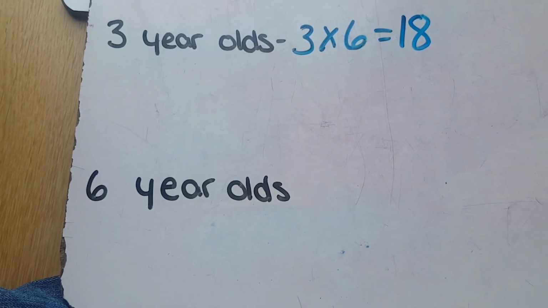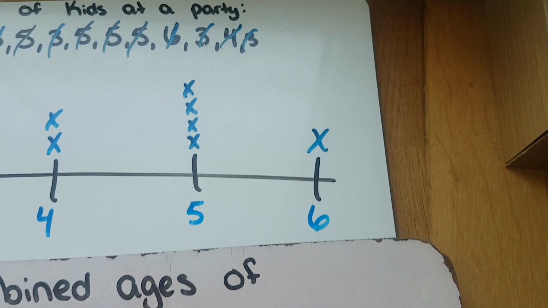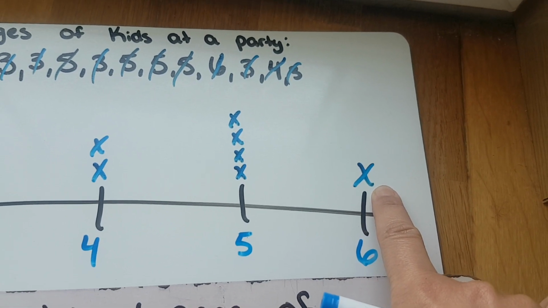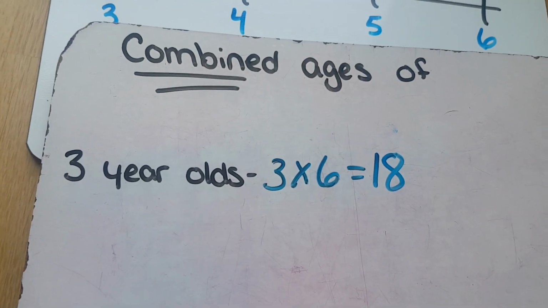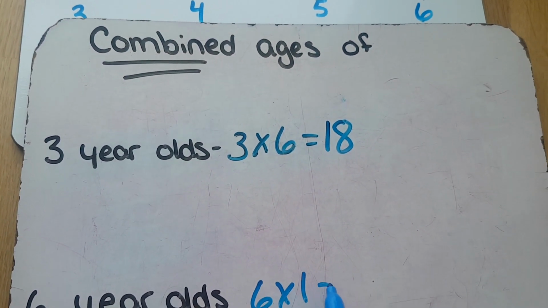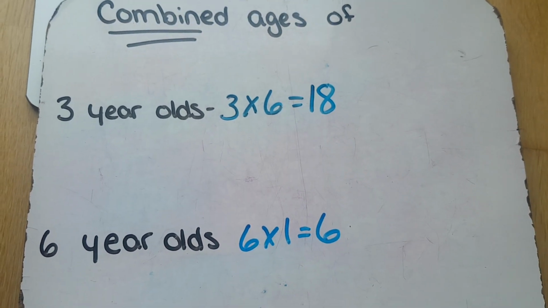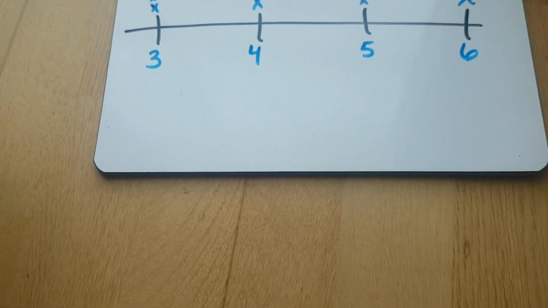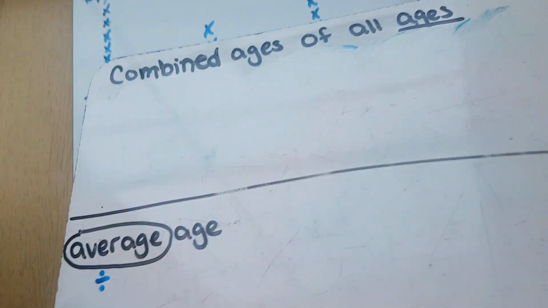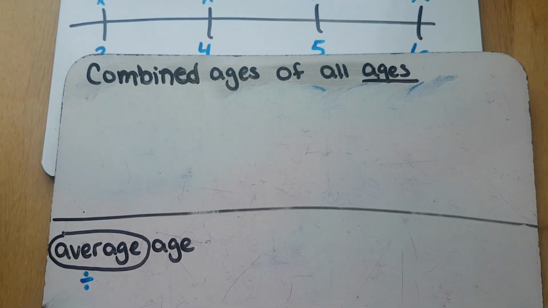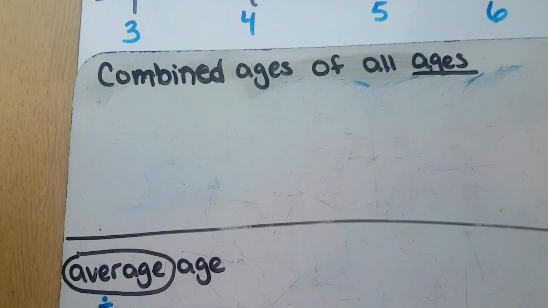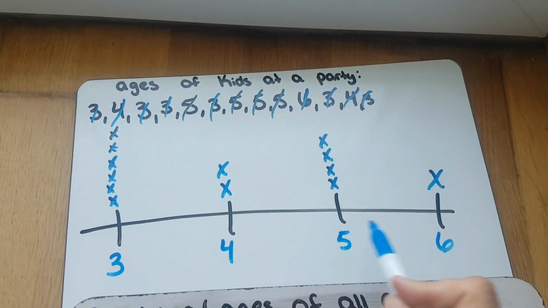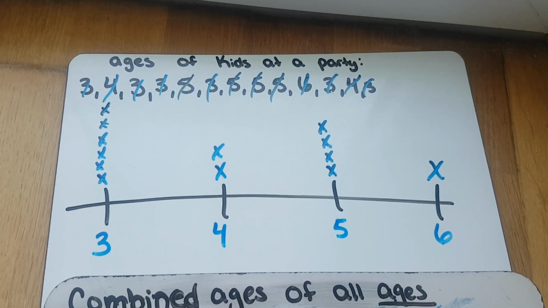If I said combined ages of 6-year-olds, I have 1. So 6 times 1 is 6. So my answer would just be 6. 6 times 1 equals 6. That's all it's asking. Now, what if it said combined ages of all the ages? If I were to combine all the ages together, that means I want to add all the ages together.